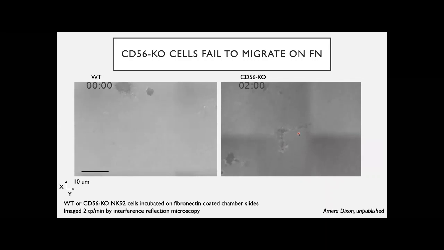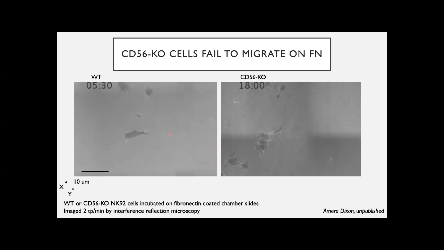Another way that we looked at this was to use interference reflection microscopy. In this case, we're putting down fibronectin on the glass, and then we're imaging the cells almost from the bottom, so looking up into the cell, almost looking at their shadow. As you can see, when we drop the CD56 knockout cells onto fibronectin, the cells minimally migrate. It almost looked like the cell was stuck. Whereas in the wild type condition shown here on the left, the cell just migrates through the frame of view.